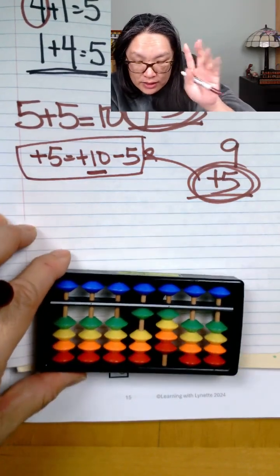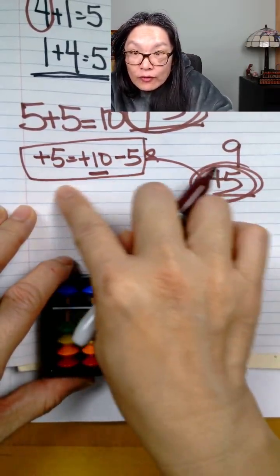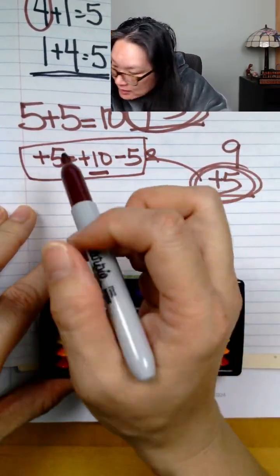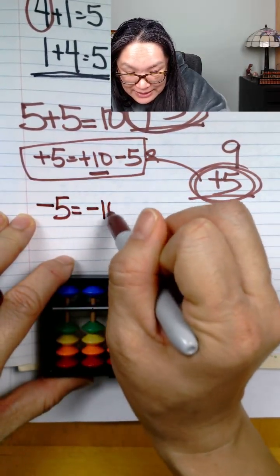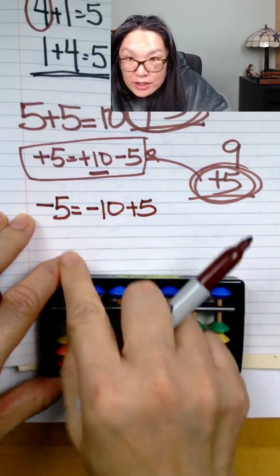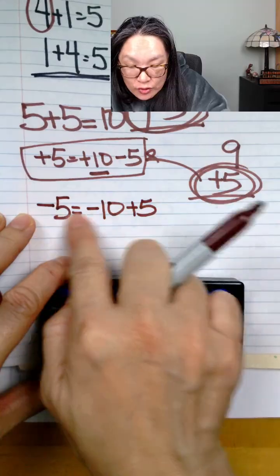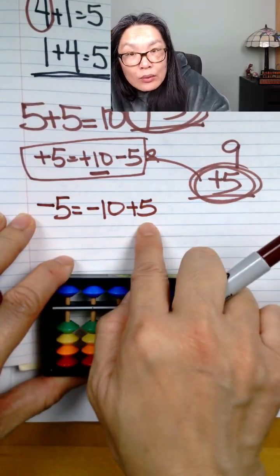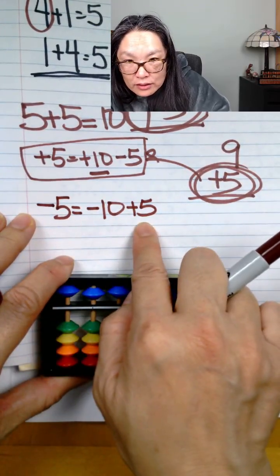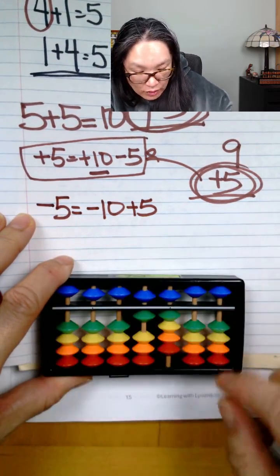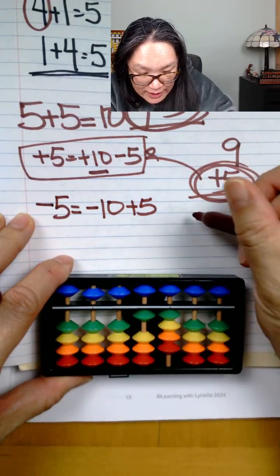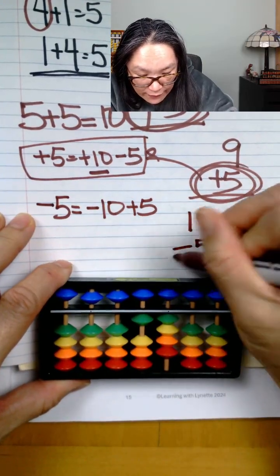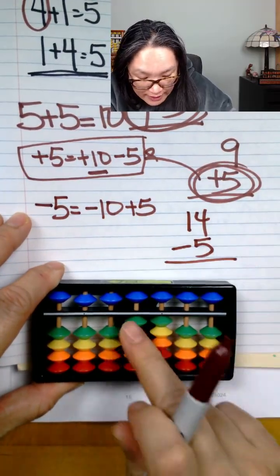So okay, going back, we're doing reverse. Now the inverse of this is minus the 5 is equal to minus the 10 plus the 5. See how there's a relationship? So now what's going to happen is, now we're borrowing, right? So now when we borrow, let's say we did 14 take away 5.